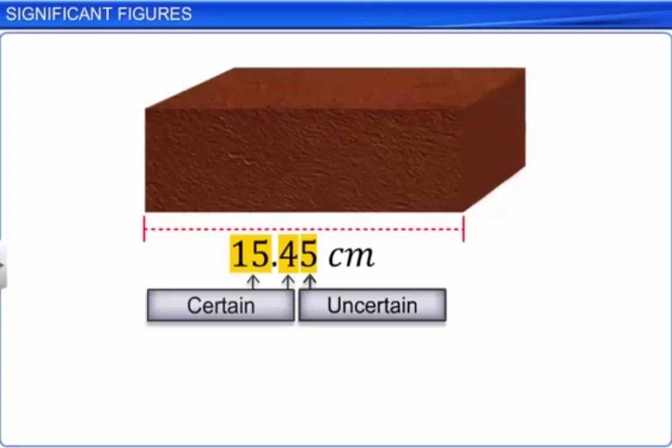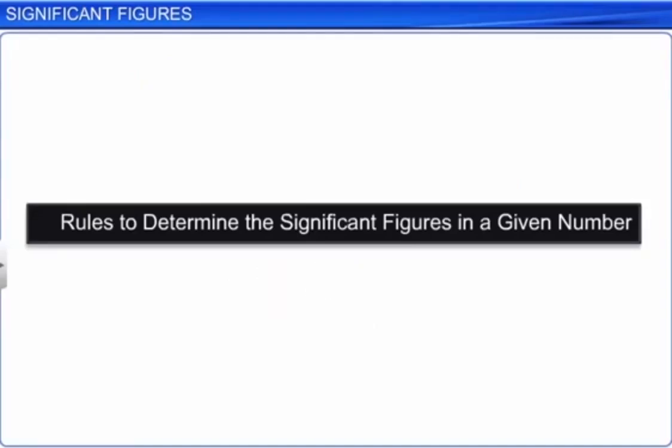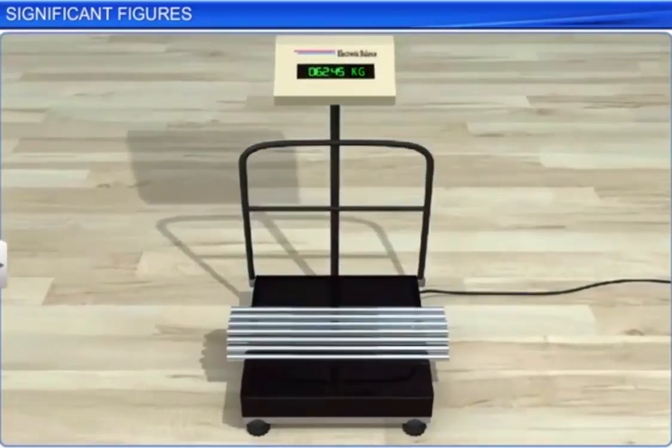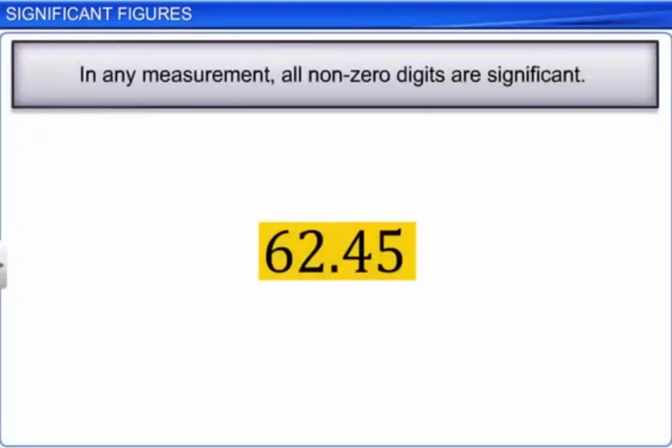The number of digits in a measurement which are certain plus one additional digit which is uncertain are together known as significant figures. There are rules to determine the significant figures in a given number. The first rule says that in any measurement, all non-zero digits are significant. For example, we weighed a bar of steel that measures around 62.45 kilograms. Here, all the digits are non-zero numbers. In this number, all the four digits are significant figures.